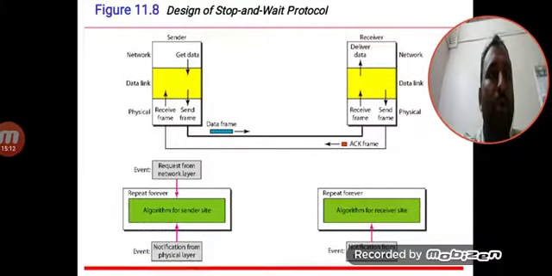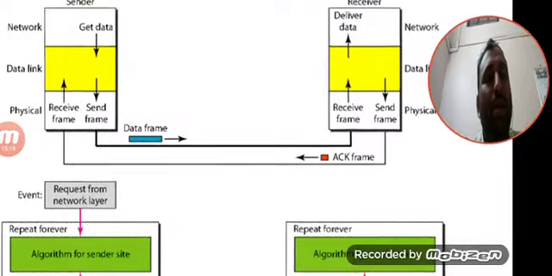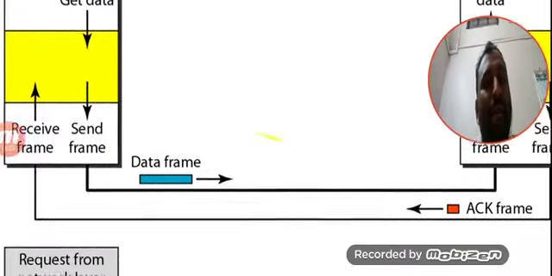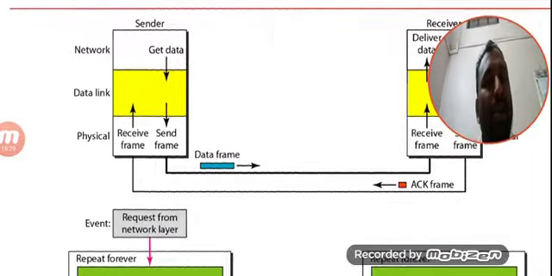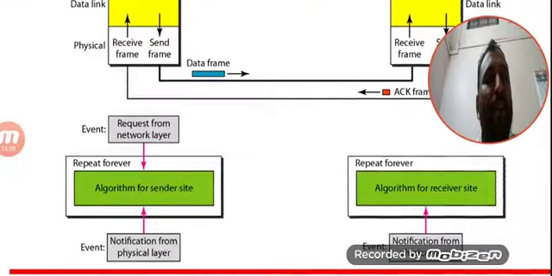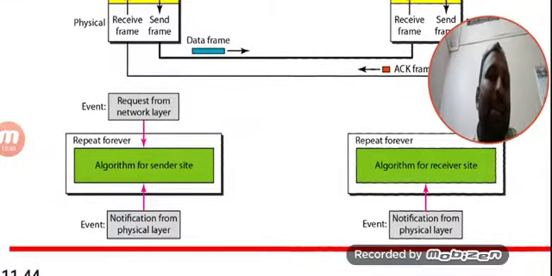Now in this stop and wait protocol, the only difference from the simplest protocol is that when the receiver receives a frame, it will send an acknowledgement frame. Once this acknowledgement frame is received by the sender, then and only then will the sender start transmitting the next frame. If you look at the number of events at the sender end, you will find that the sender needs to have two kinds of events.